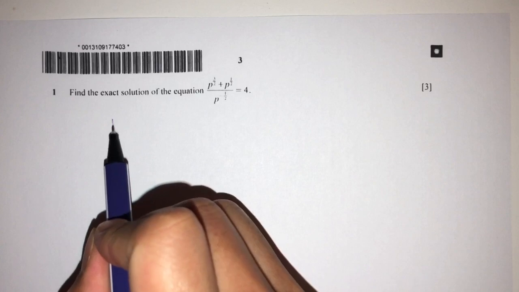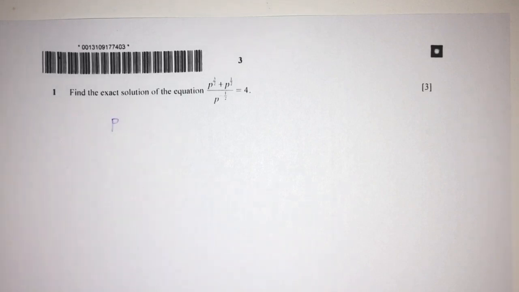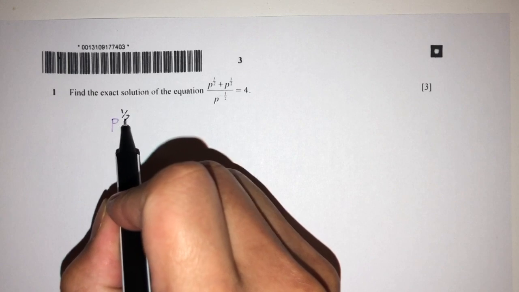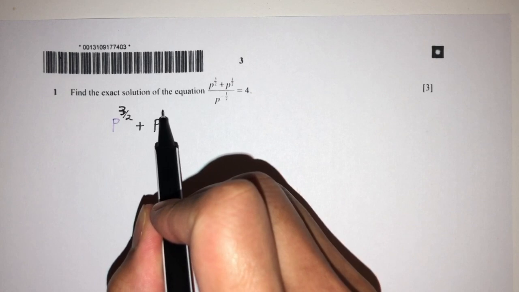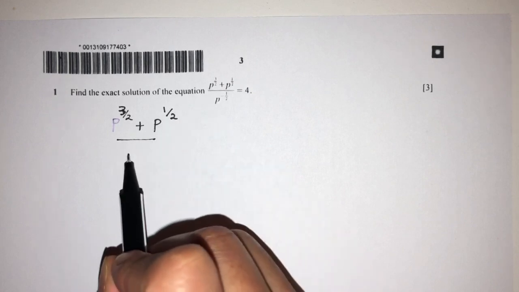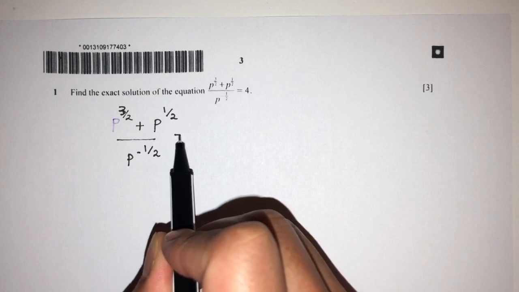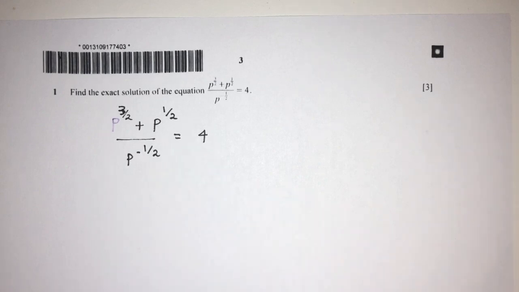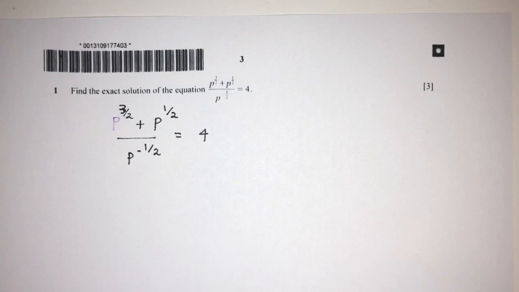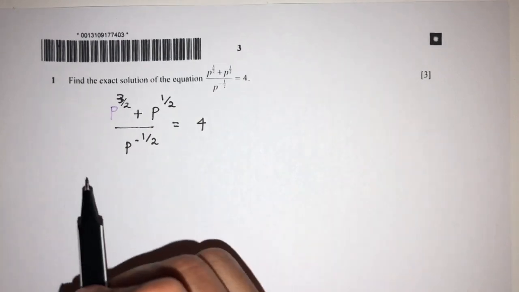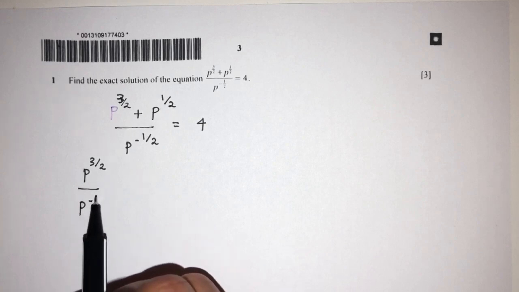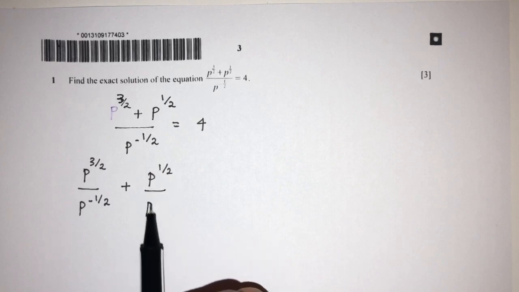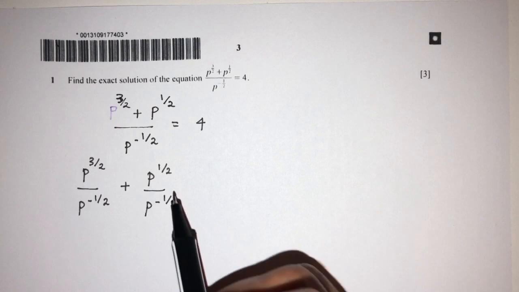We have P, let me use a different color here. P to the power 3 over 2, plus P, this is 3 actually, not half, 1 over 2, divided by P to the power minus half, equal to the value of 4. Now, one of the ways that I've seen you commented is we could always break this down. This is true. So you could have P to the power 3 over 2 over P to the power minus half, plus P to the power half over P to the power minus half. Now simplify, you will have what?